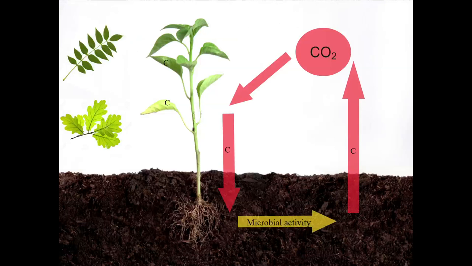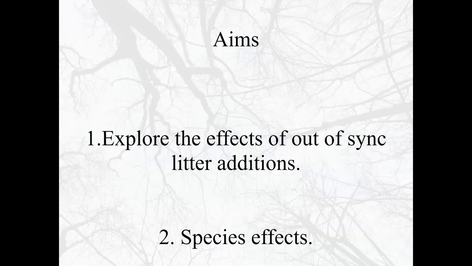I also wanted to include a tree species component, just because we're talking about litter, and litter differs between species in carbon concentrations, decomposition rates, and concentration of nutrients. I wanted to see whether these would have an effect on what I wanted to look at. So the aim of my experiment was to explore the effects of out-of-sync litter additions, and then to see whether there was a species effect, more focused on litter quality effects on these processes.